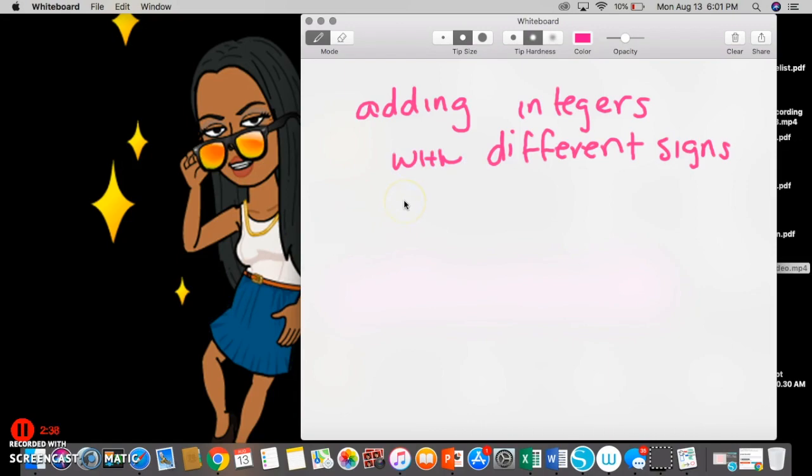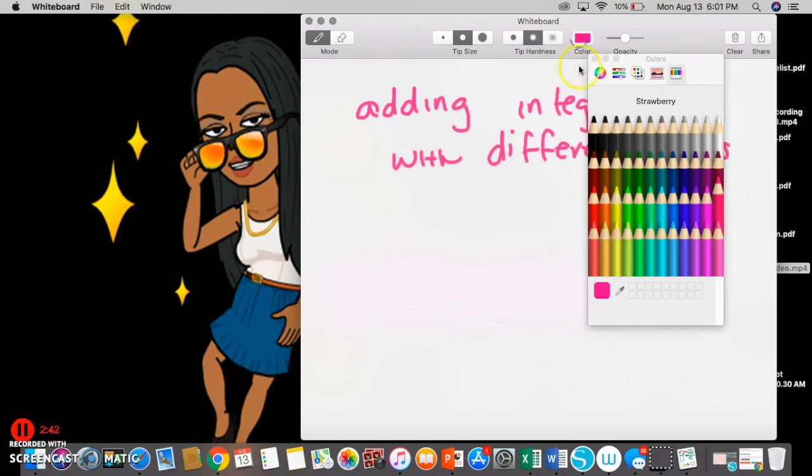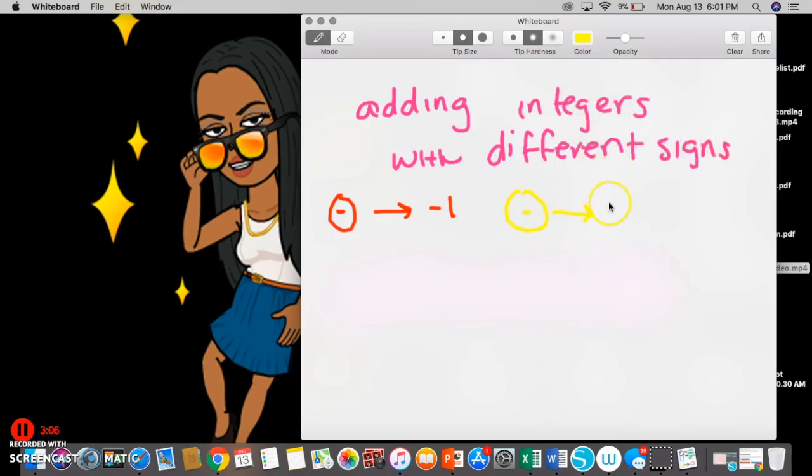All right, so when we were adding integers using different signs, we used what we call counters, okay? So with the counters, we had a red counter and we also had a yellow counter. The red counter, that might not quite be red, represented negative 1. And then the yellow counter represented a positive 1.